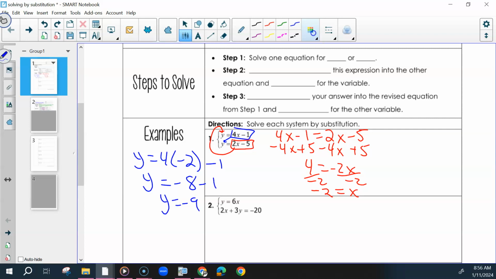And then once I find that y value, I would put the x and the y together as an ordered pair, negative 2, negative 9. And that would be my answer.